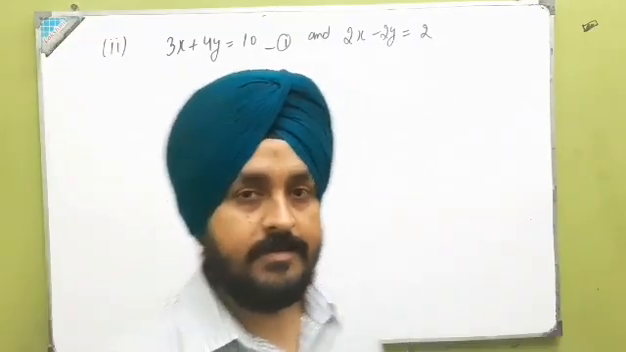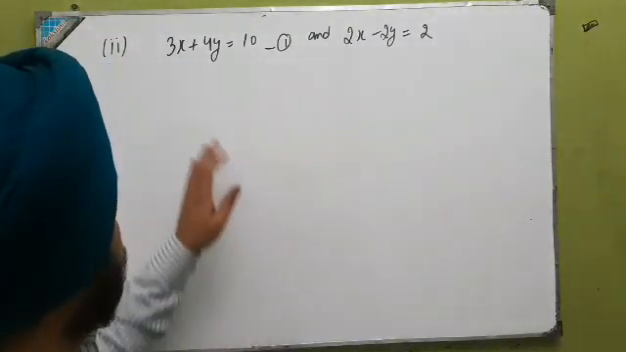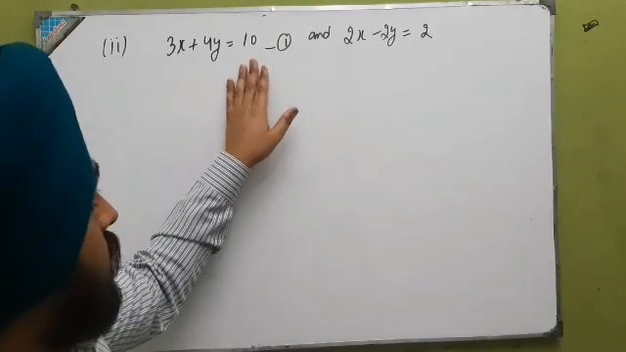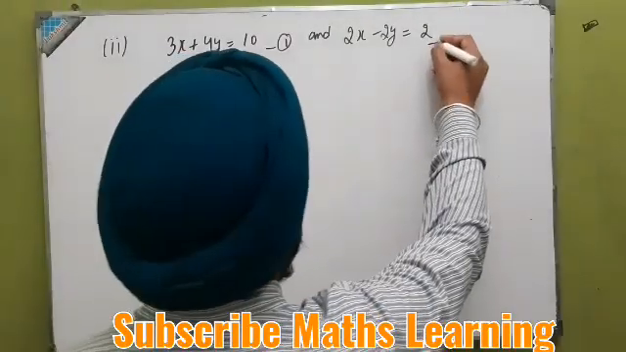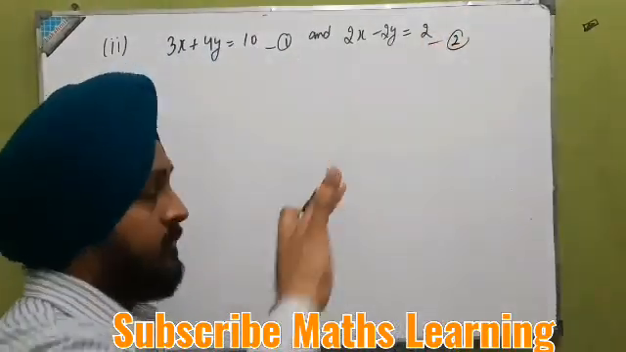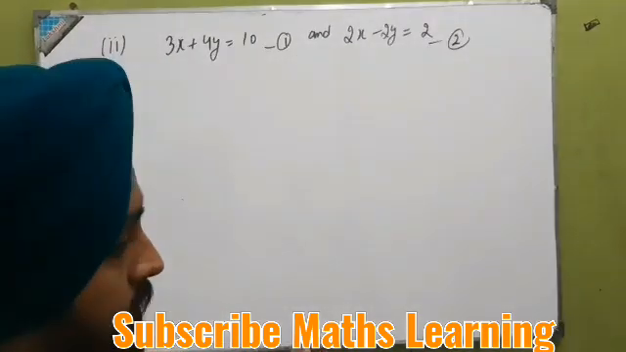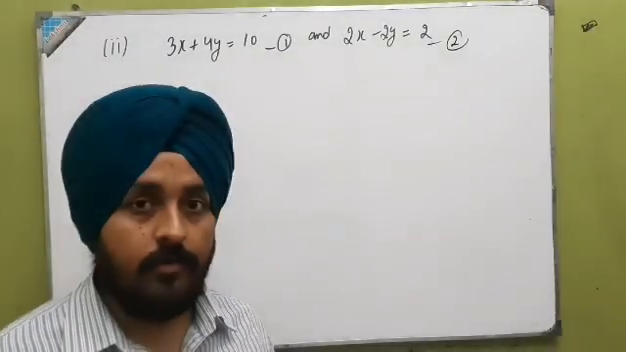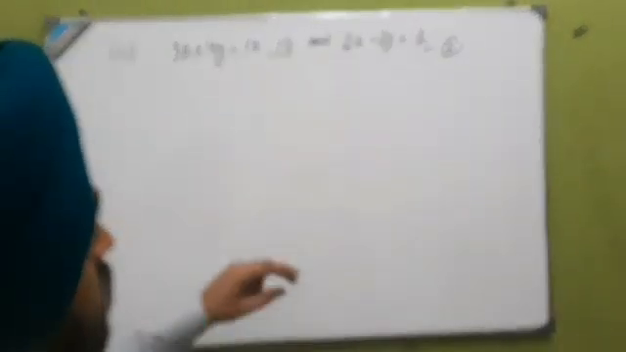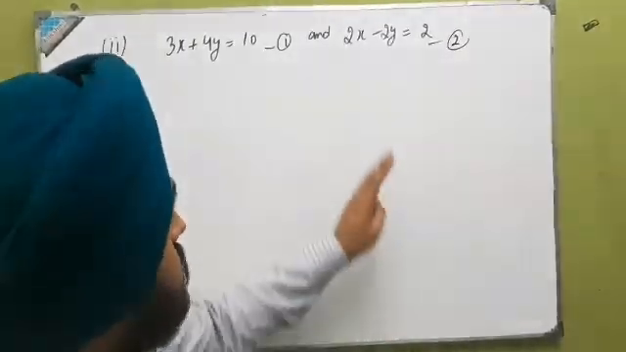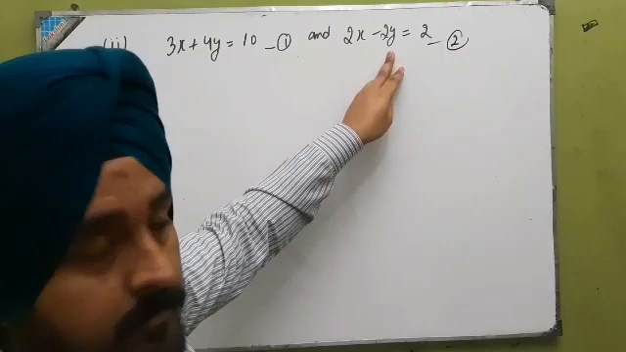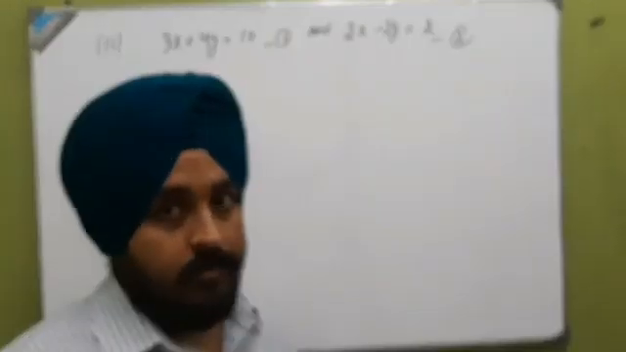Now this is part second, in which you are given 3x plus 4y is equal to 10 and 2x minus 2y is equal to 2. That is equation number second. That is equation number first. As I told you in question first, whichever variable you want to eliminate, you have to focus on their coefficients. They must be equal. In the first question you eliminated the x variable. Now I am selecting the y variable to eliminate. Any one variable you can select.